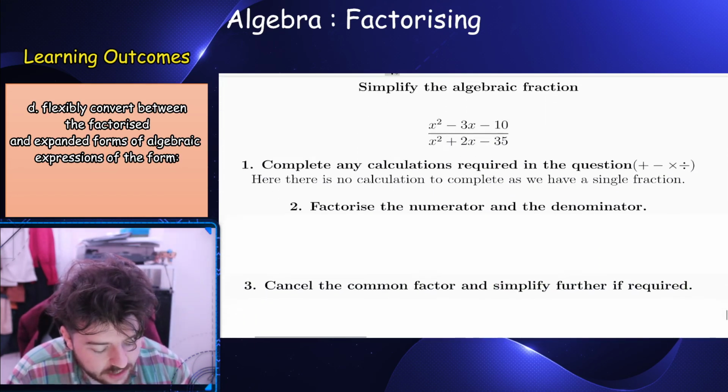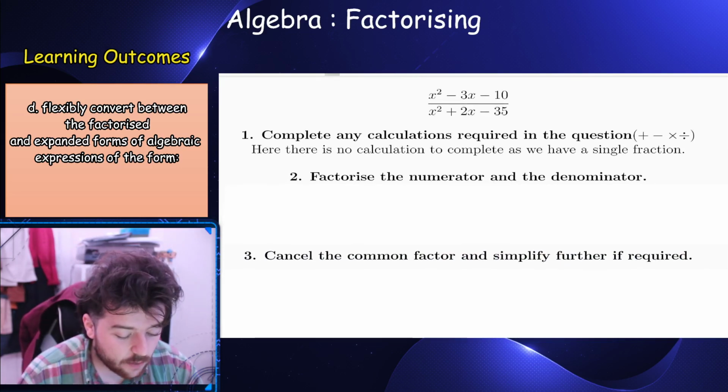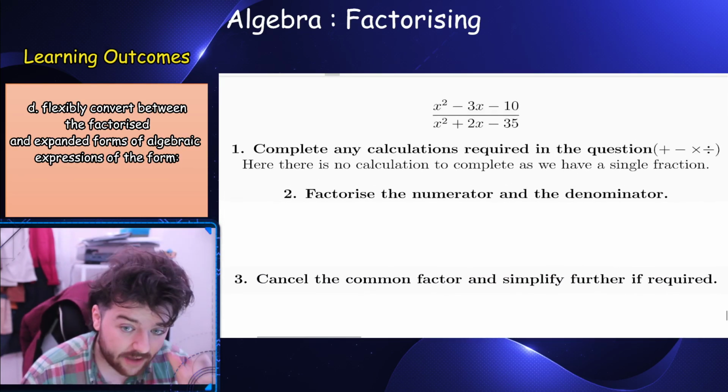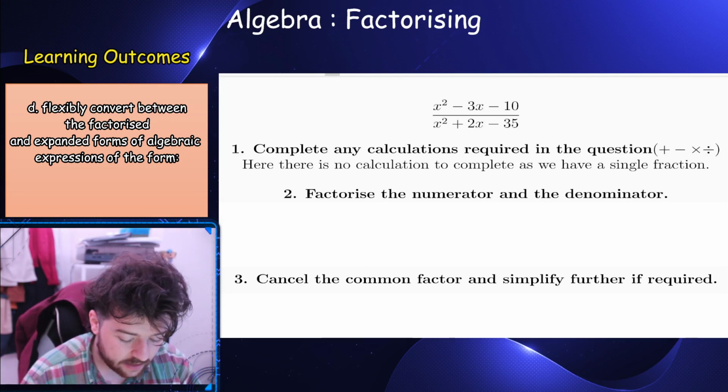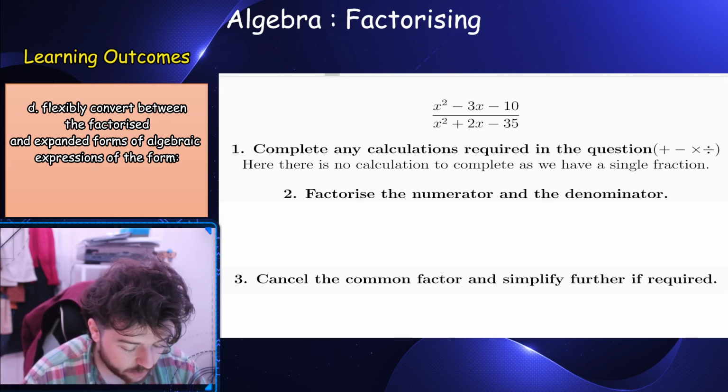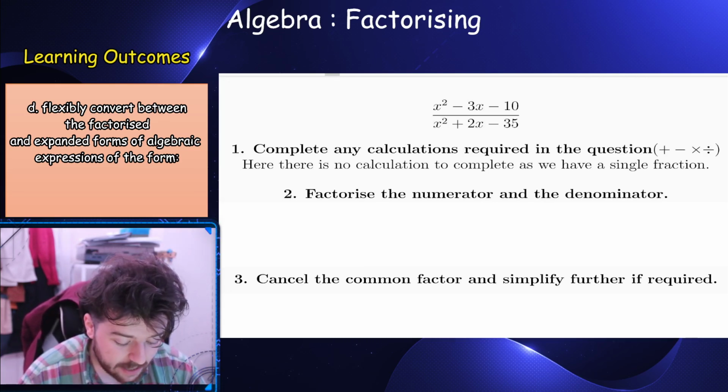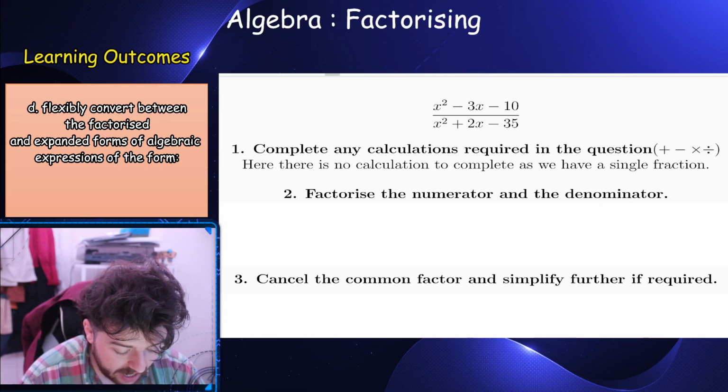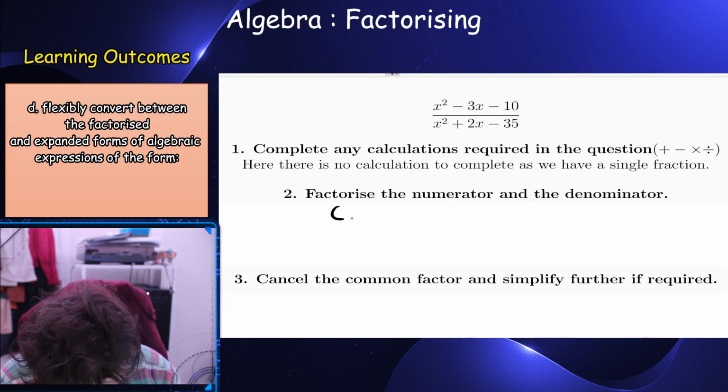Right. So here's another one. Complete any calculations required in the question. So I have 2 quadratics. I have a quadratic on the top, quadratic on the bottom. That's a nasty one. So first step, complete any calculations required. Don't have any. Fab. Step 2, factorize the numerator and denominator.